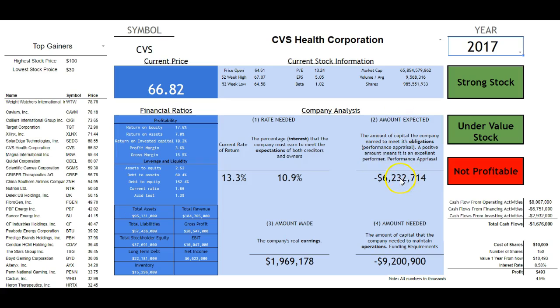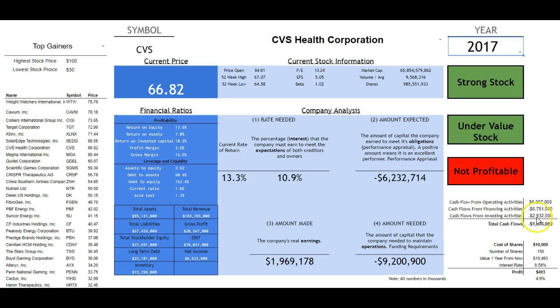The amount expected is negative. However, they did have real earnings, and the amount needed is negative here. The reason why it's showing not profitable is because the amount expected surpasses the real earnings. But even though you see a much higher number, it is still a good company because it had real earnings. If I was to spend $10,000 today, a year from now, I would make almost $500.